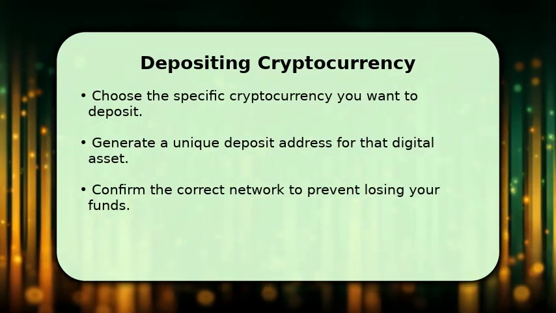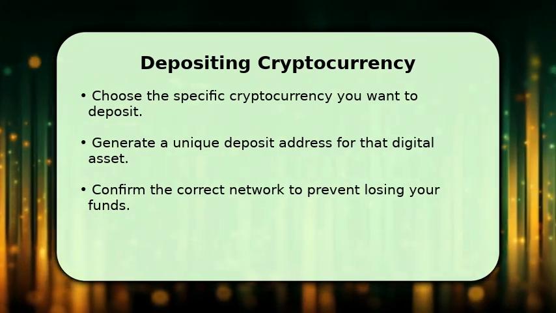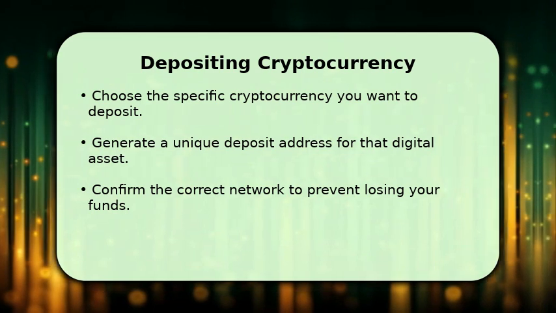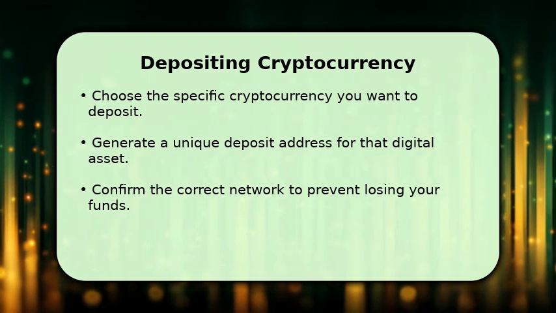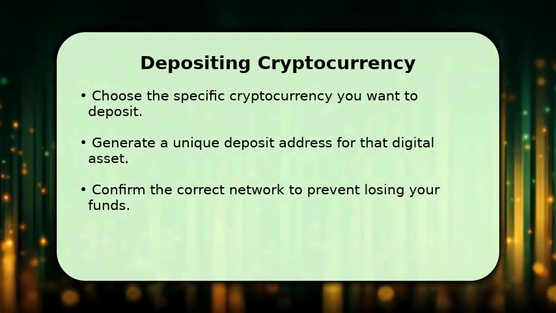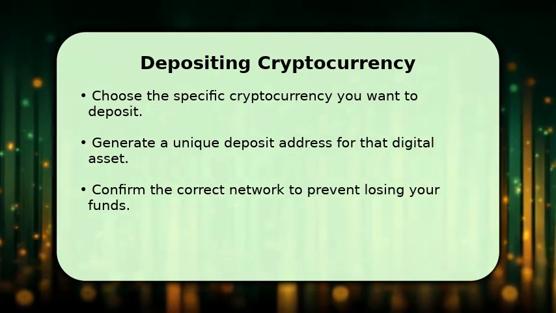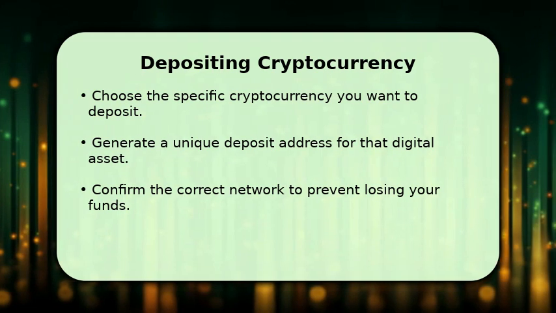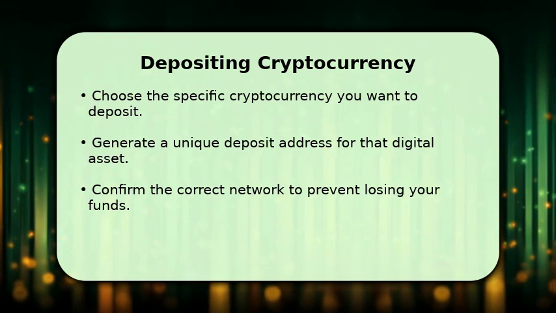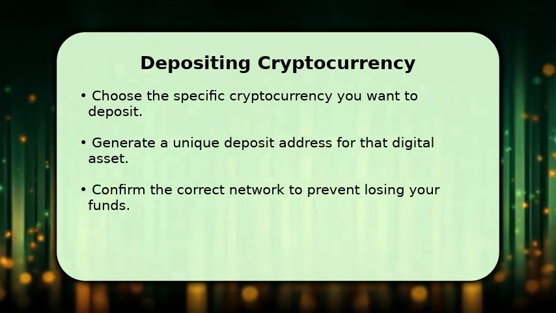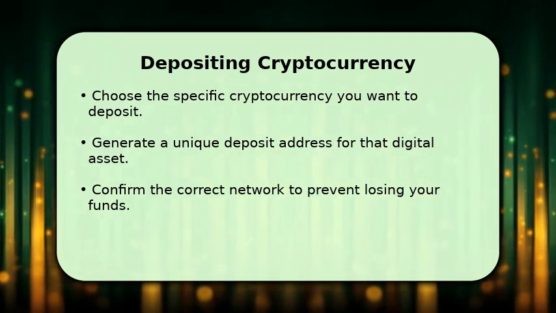Depositing cryptocurrency is also quite simple. First, select the crypto you wish to deposit from your wallet. Binance US will then generate a unique deposit address for that specific coin. It is absolutely crucial to copy this address accurately and ensure you select the correct network, such as ERC20 or BEP2, when sending from an external wallet. Sending to the wrong address or network could result in permanent loss of your assets.